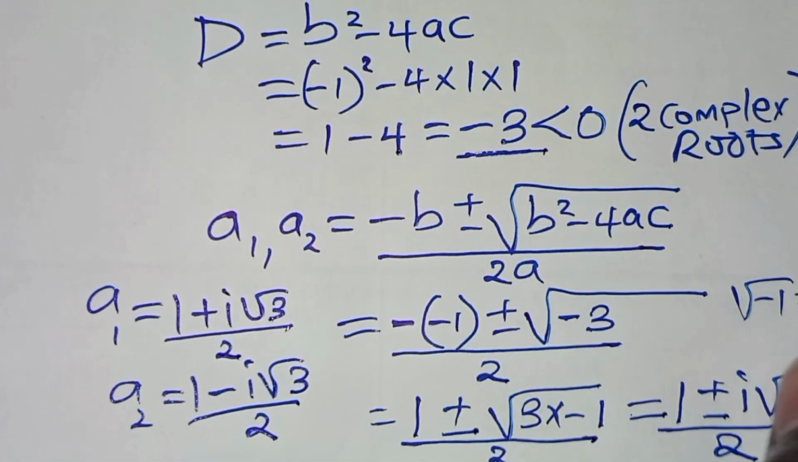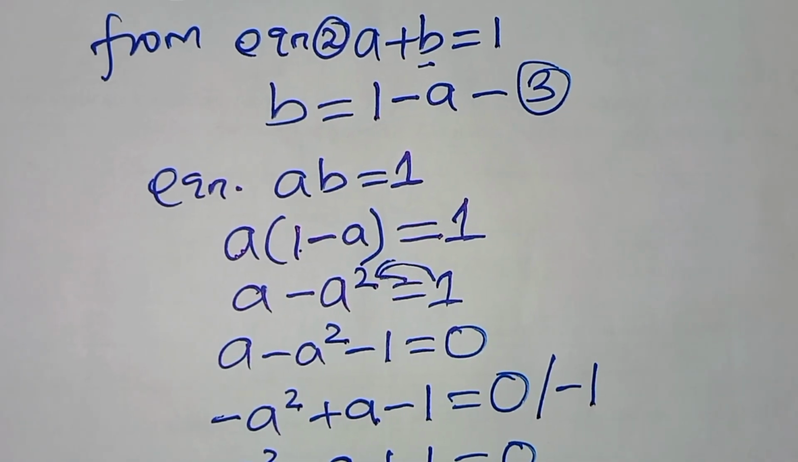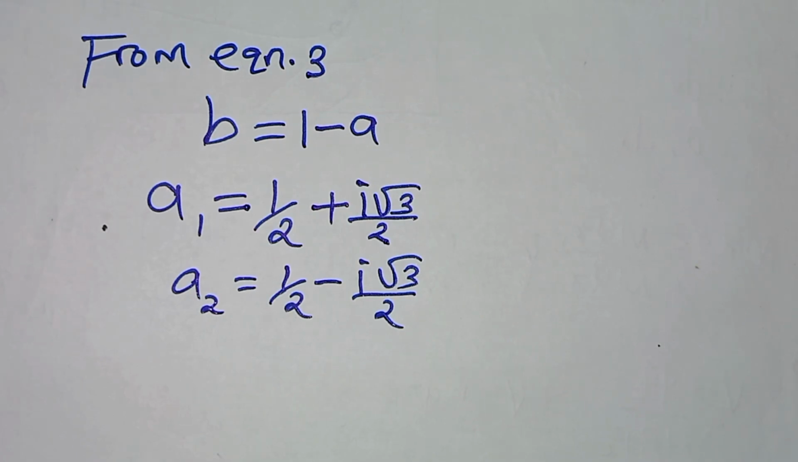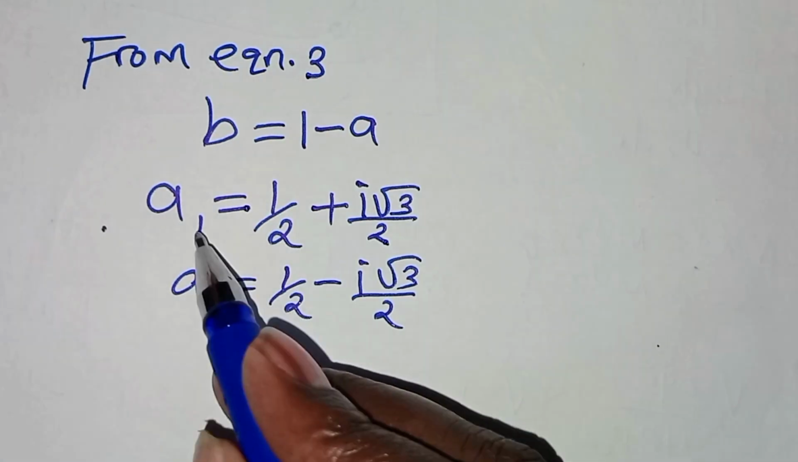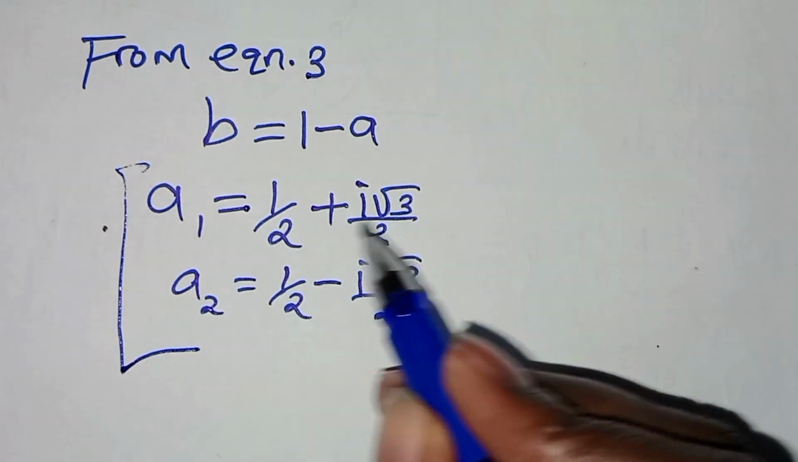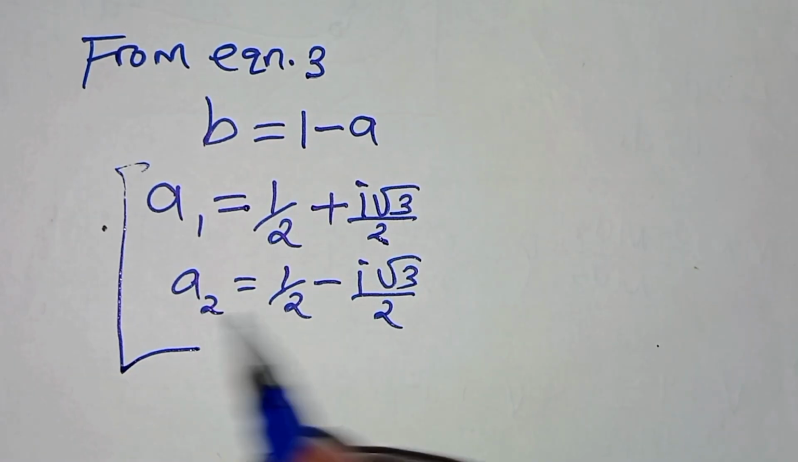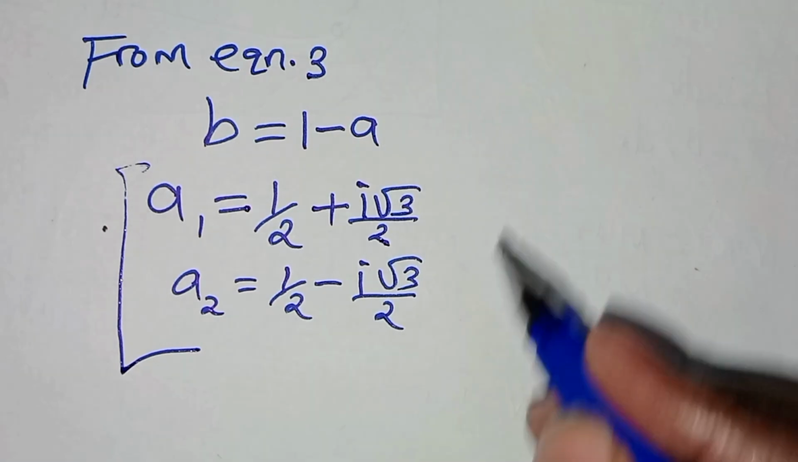Okay, so let's refer to equation 3. Equation 3 here is b is equal to 1 minus a. So let's solve as follows. Now from equation 3, we have that b is equal to 1 minus a. So we have a1 is equal to a half plus i square root of 3 divided by 2, and a2 is a half subtract i square root of 3 divided by 2.